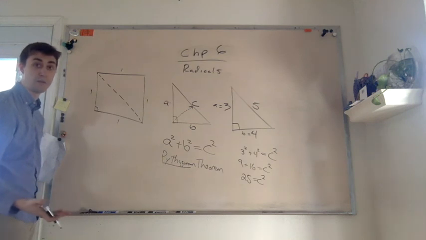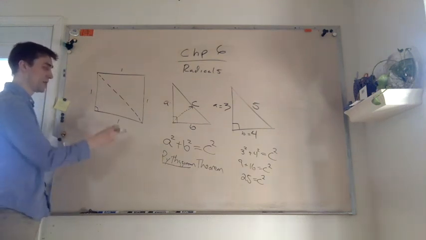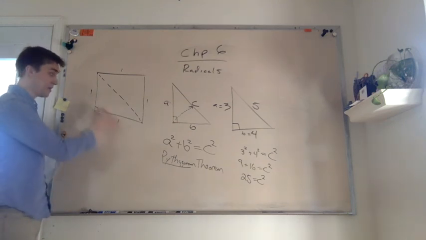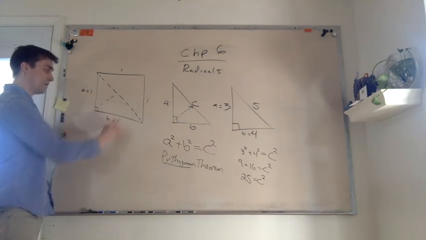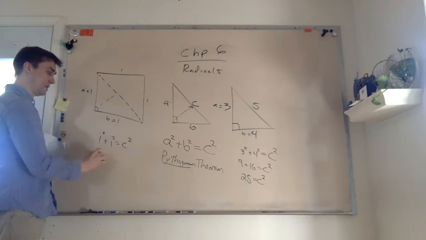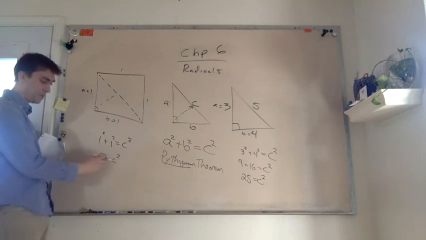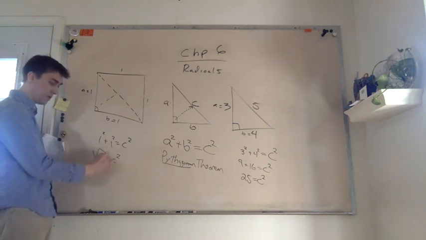It's a pretty simple question, probably. If you have a square with side length 1, what's the length of the diagonal? You can use the Pythagorean theorem to figure this out. You call A 1 and B 1 and figure out what C is. So 1 squared plus 1 squared equals C squared. 1 squared is 1, 1 squared is 1. So 2 equals C squared. You're looking for the number that you square to get 2. So it's the square root of 2.